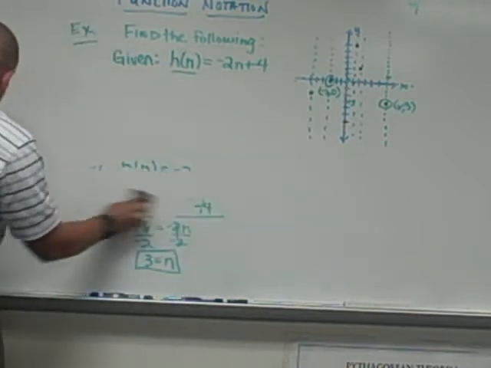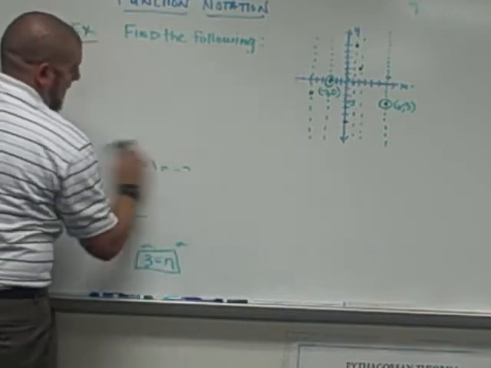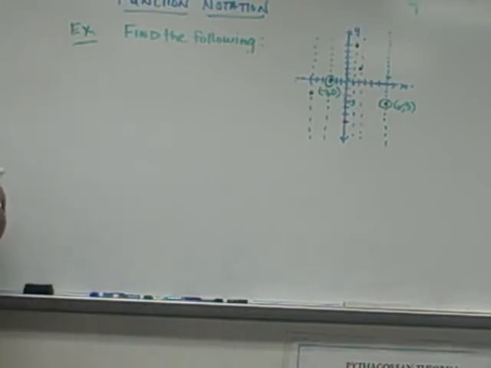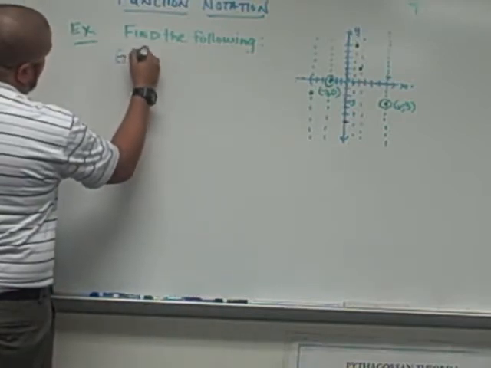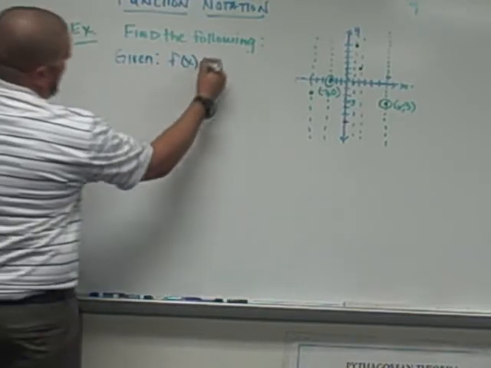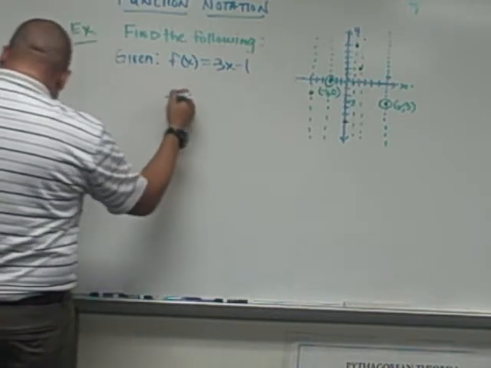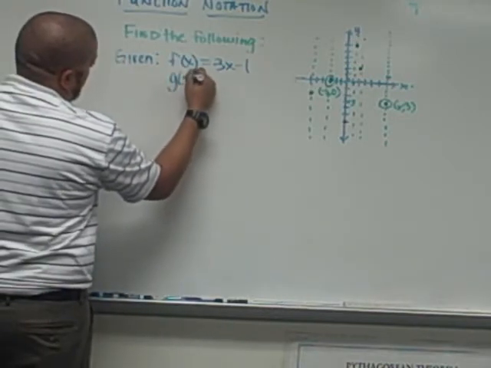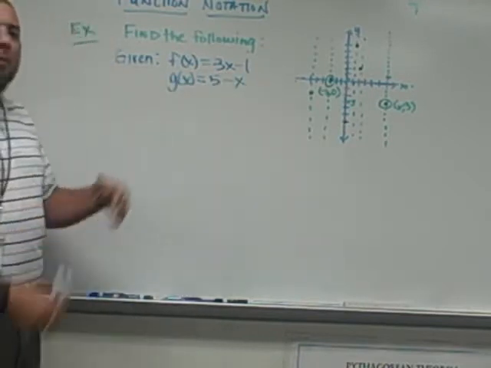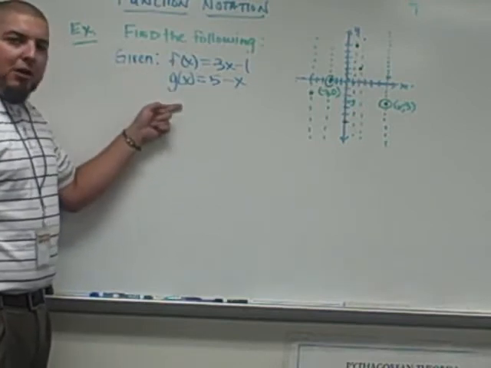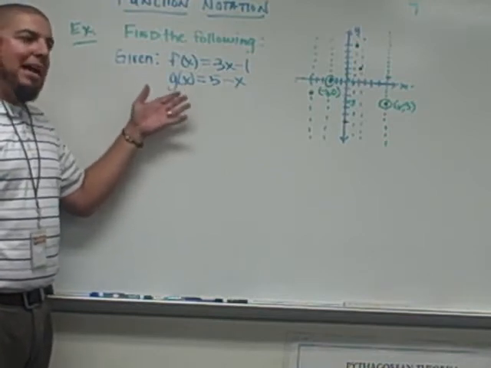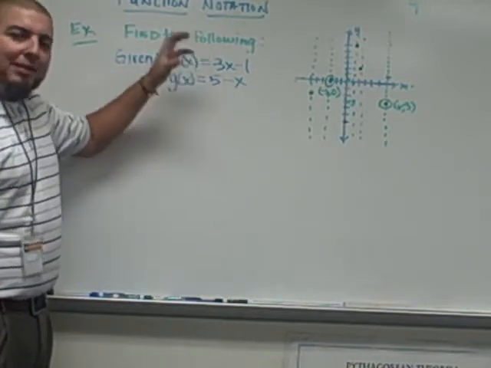Okay, similar concept to the last one. Let's say we're given the functions f of x is equal to 3x minus 1 and g of x is equal to 5 minus x. So now in the problem I'm given an f function and a g function. Okay? So now if I'm asked to find anything particular, I would have to go to whatever function it's asking me. I'm not going to solve everything for both unless it tells me to.